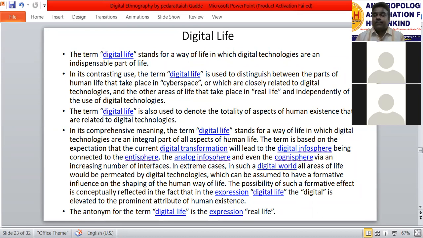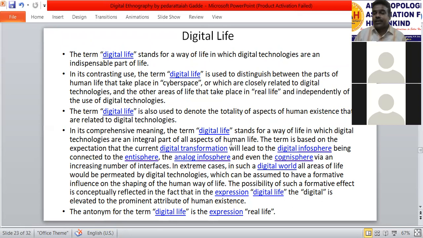The term digital life is also used to denote the totality of aspects of human existence that are related to digital technologies. In its comprehensive meaning, the term digital life stands for a way of life in which digital technologies are an integral part of all aspects of human life.